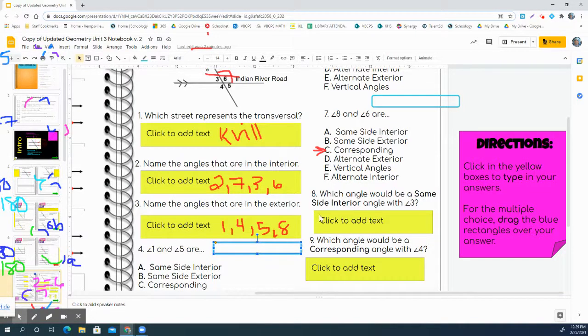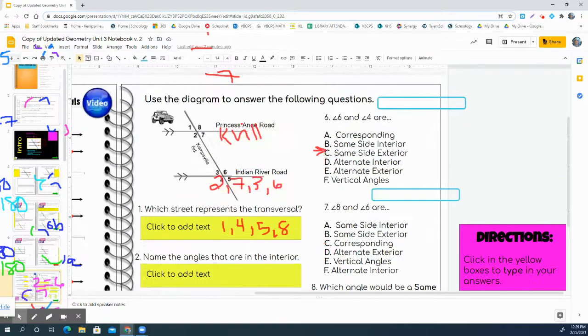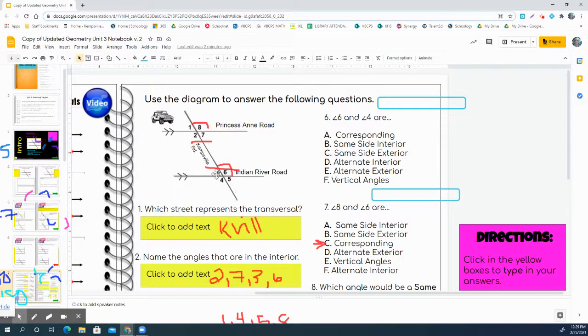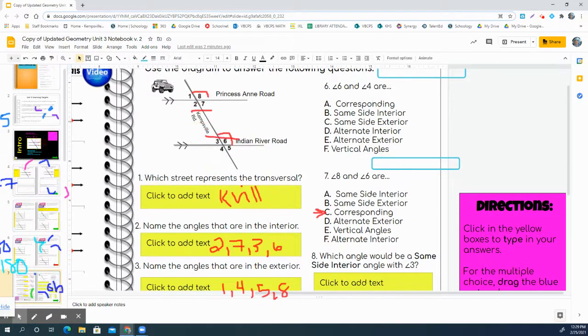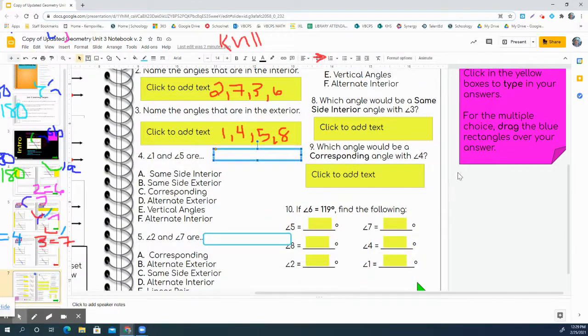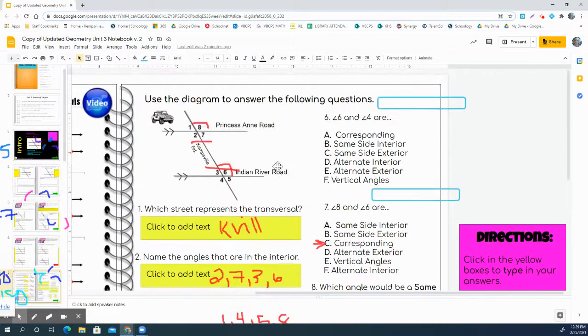Which angle would be same side interior with 3? Same side interior with 3 is 2. And then what's the last question? Which angle would be corresponding to 4? So which one is corresponding to 4? Yes, 100%. So if I slide 4 up that transversal, it's going to land right on 2.